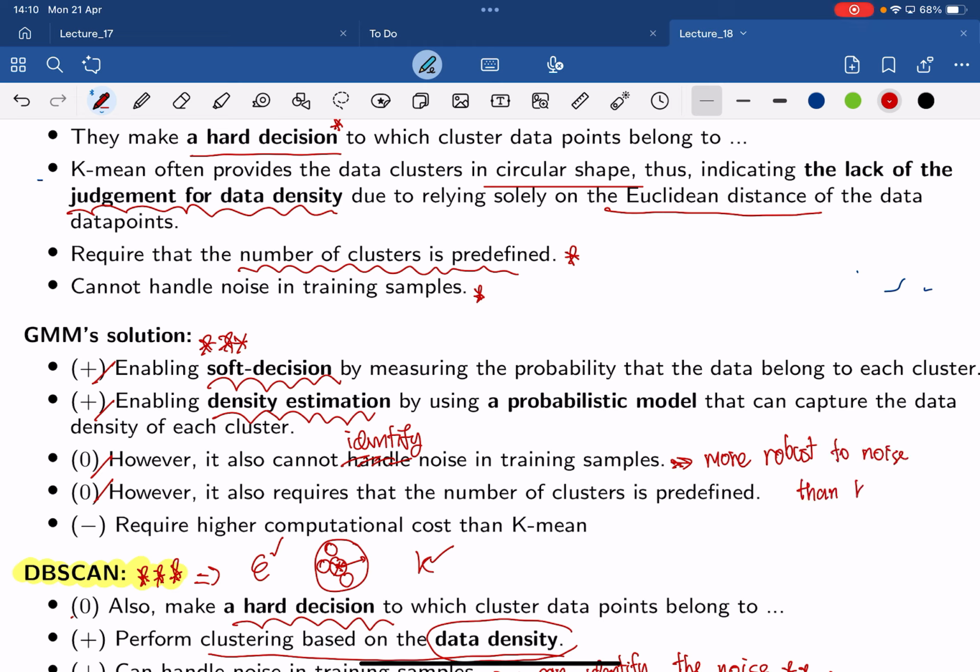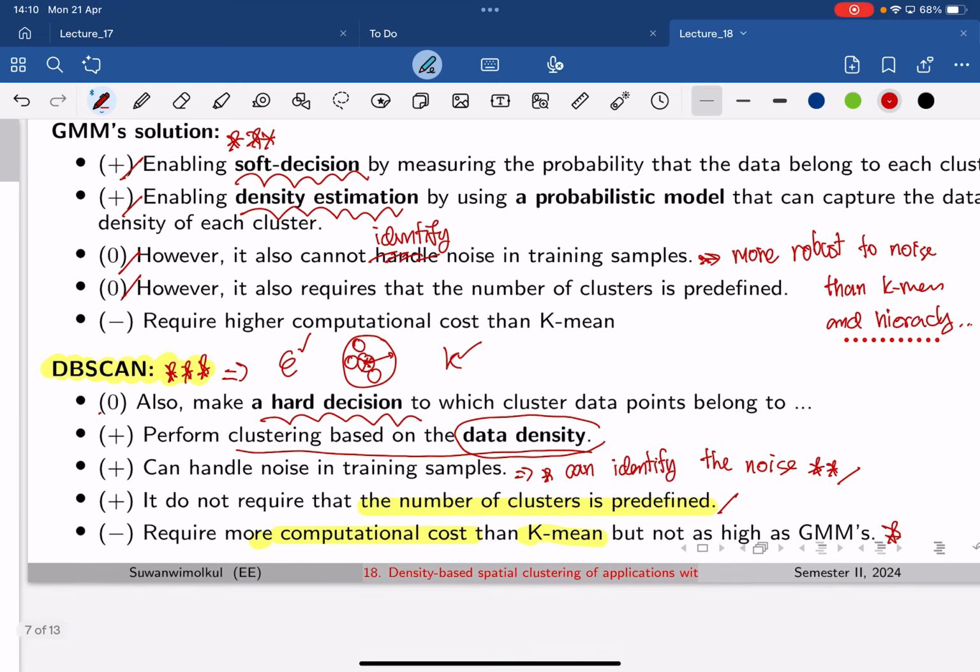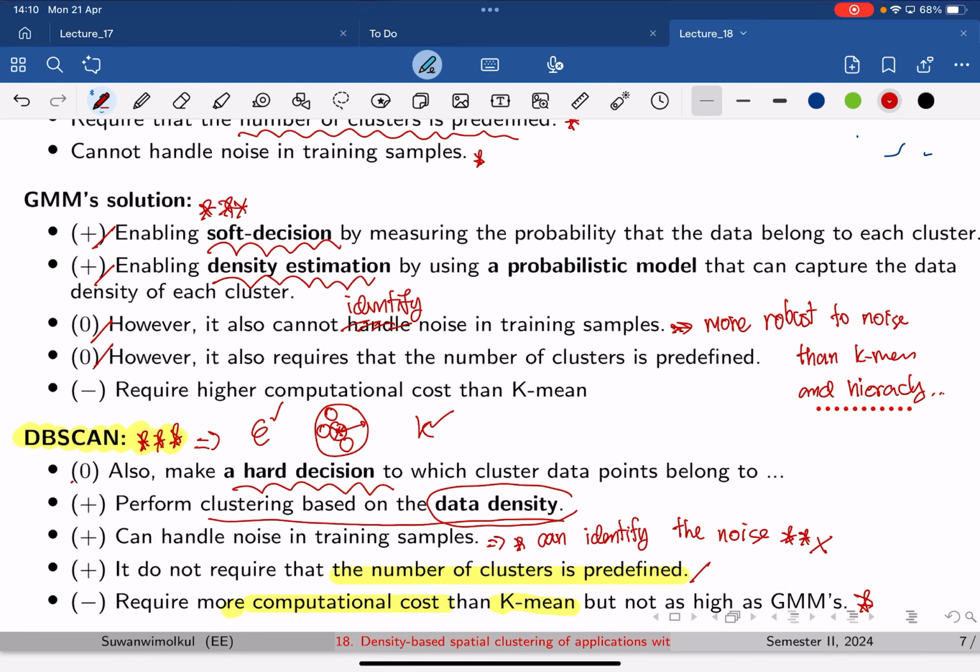Than k-means and hierarchical clustering, but it cannot identify the noise. It's just more robust, and we will see why. Actually, you can use some thresholding trick to tell whether or not data points are noise, but you need additional procedures to do that. Meanwhile, DBSCAN can do that right away. It can just tell right away that these samples are noise, given these two parameters, it must be noise.